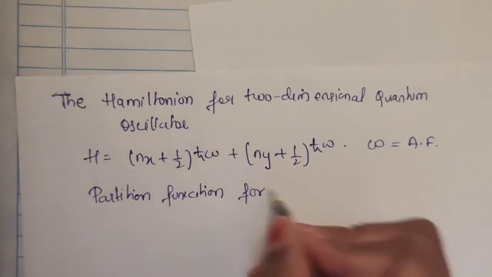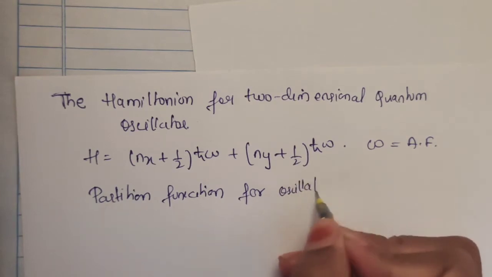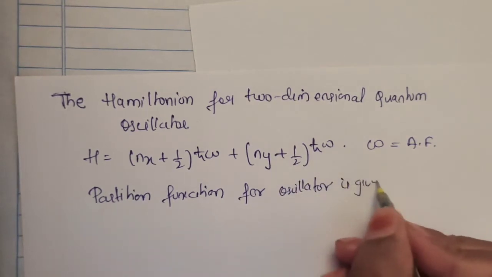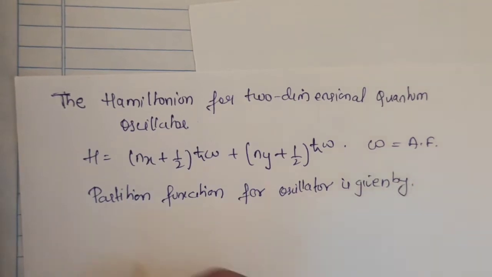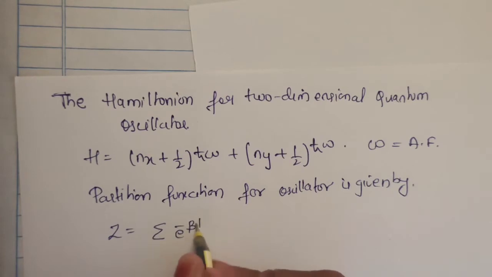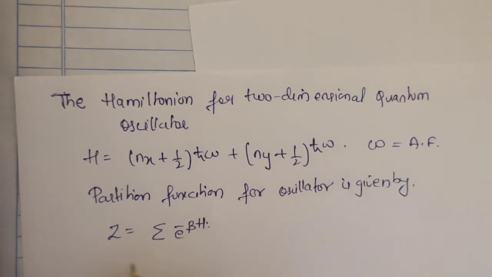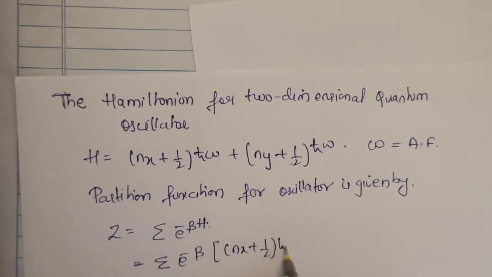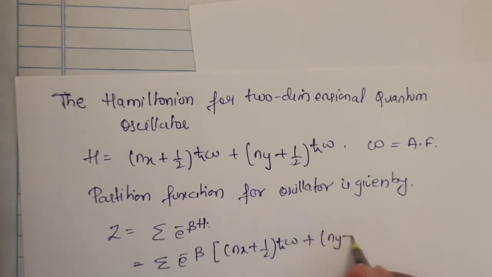The partition function for the oscillator is given by Z equals the summation of e to the power of minus beta H, where H stands for the Hamiltonian. Now let us substitute the H value in the given equation. That is, e to the power of minus beta times, Nx plus half h cross omega, plus Ny plus half h cross omega.